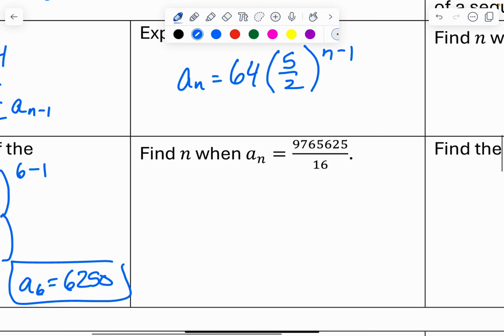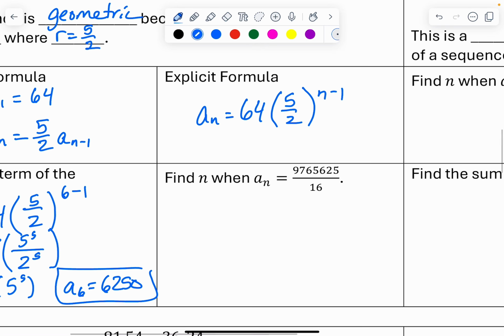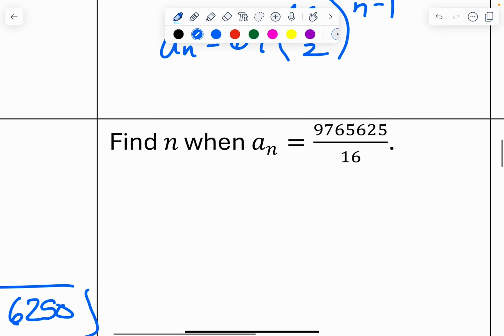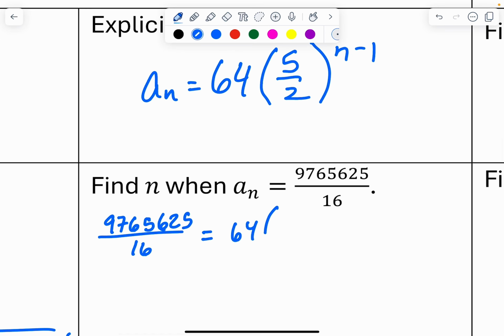Okay. Oh, this is gross. So here's my point with fractions. They said find a sub n. They want to know what term this is in my sequence. Well, that's kind of hard to tell. I am not nice. Why did I write this problem? I mean, I did this myself. Okay, a sub n is equal to 64 times 5/2 to the n minus 1.